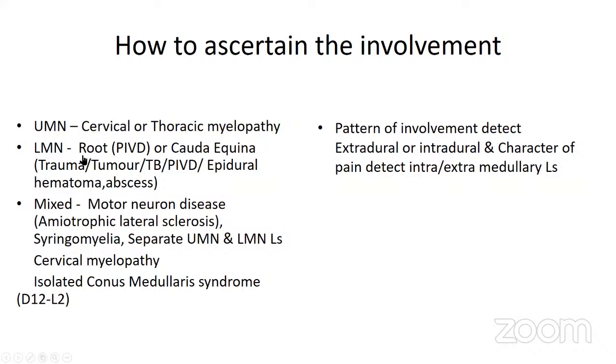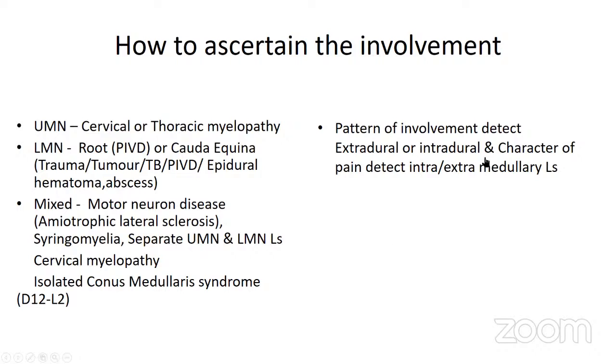Now, mixed lesion. It is very rare. Sometimes there is a mixed lesion, an upper motor neuron lesion and a lower motor neuron lesion together. What is the cause of a mixed lesion? It is very rare, because most cases are non-orthopedic conditions like motor neuron disease and syringomyelia. Very rarely in an orthopedic case, there is an isolated conus medullaris syndrome, where you can see a mixed upper motor and lower motor picture.